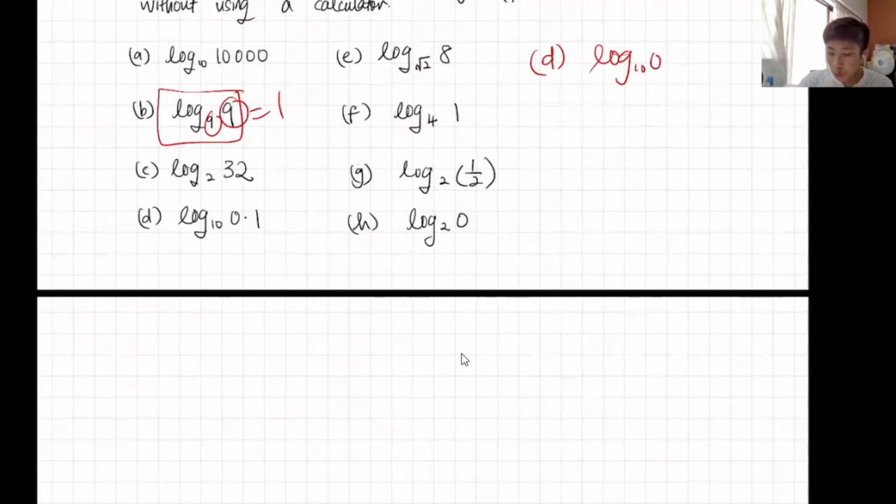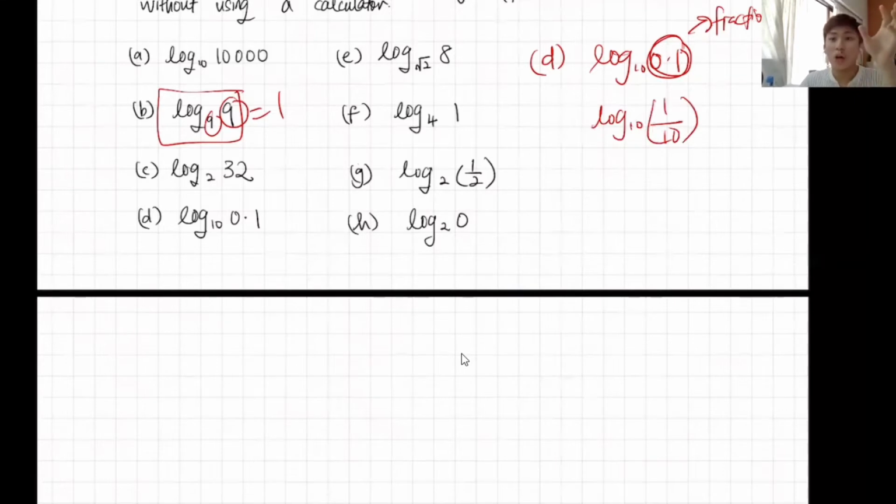Okay, log base 10 of 0.1, always convert it to a fraction. Listen, whenever you have something like this, always convert it to a fraction first. It is easier to see in fraction. So when you convert it to a fraction, it becomes log base 10 of 1 over 10. When you have log base 10, inside you have a division. You can split it to something minus something, log something minus log something.